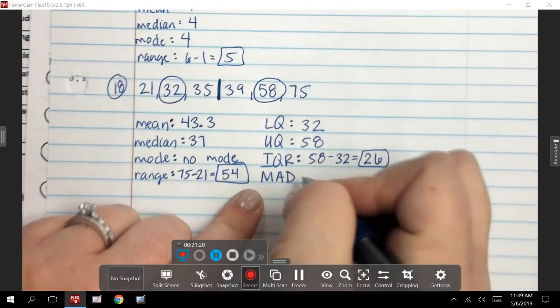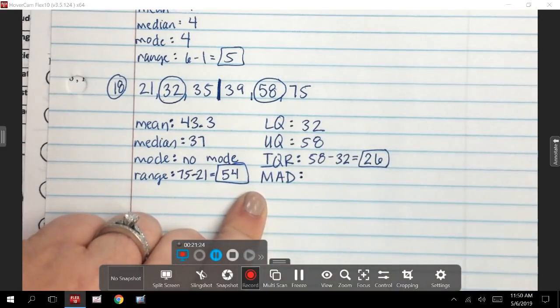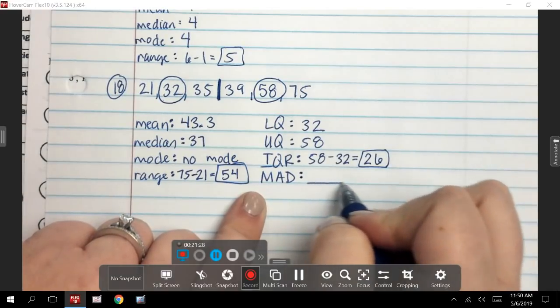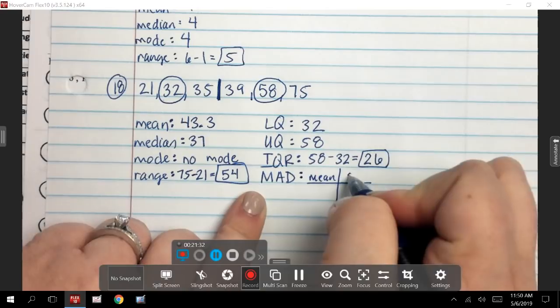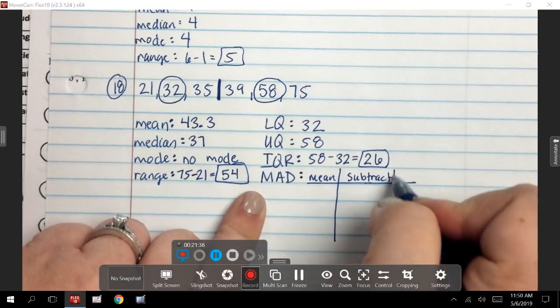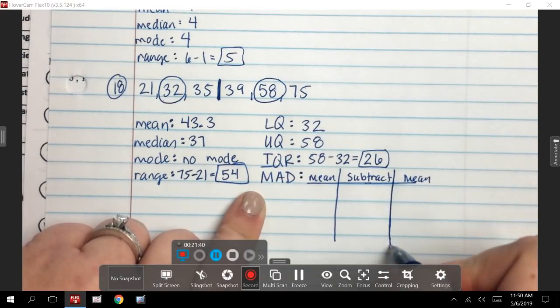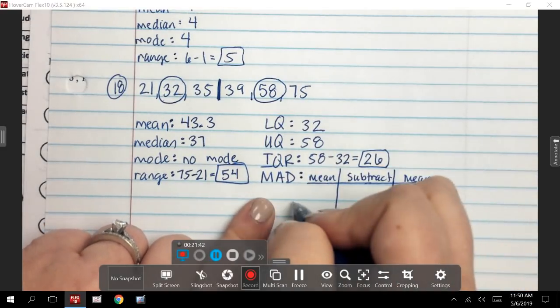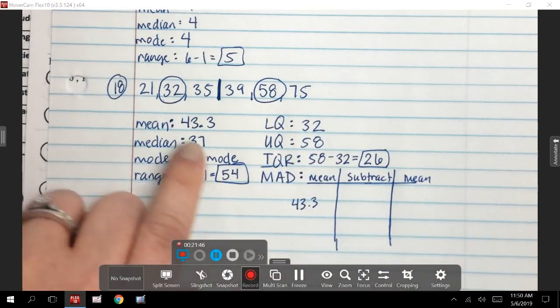All right. Mean absolute deviation. This one is probably the hardest thing. Fortunately, your 9-week test is multiple choice, so that should help a little bit. But what we're doing for our mean absolute deviation, remember we have our mean. We subtract it from each number. And then we find our mean again. All right? So my mean, we already found out, was 43.3. And I need to subtract it from each number.